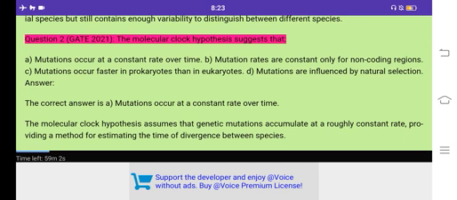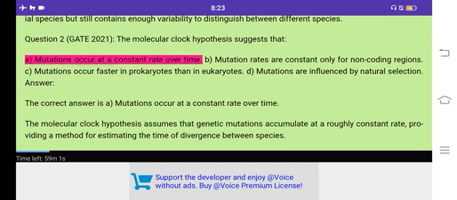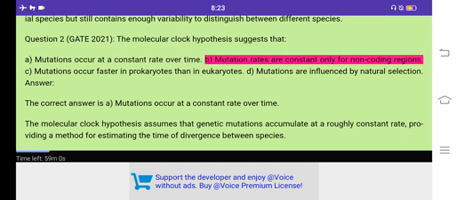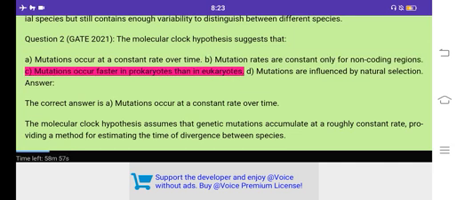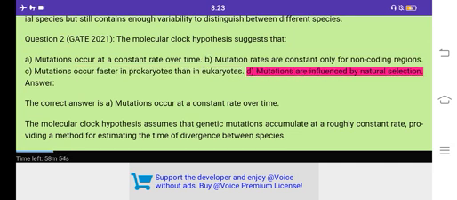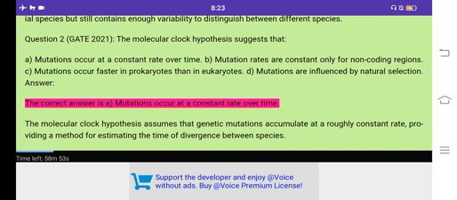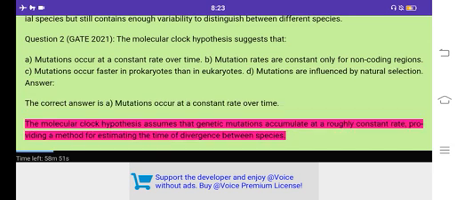Question 2, GATE 2021. The molecular clock hypothesis suggests that A. Mutations occur at a constant rate over time. B. Mutation rates are constant only for non-coding regions. C. Mutations occur faster in prokaryotes than in eukaryotes. D. Mutations are influenced by natural selection. Answer. The correct answer is that mutations occur at a constant rate over time. The molecular clock hypothesis assumes that genetic mutations accumulate at a roughly constant rate, providing a method for estimating the time of divergence between species.